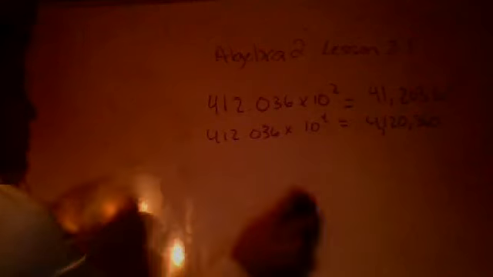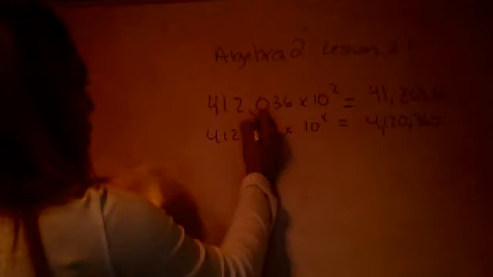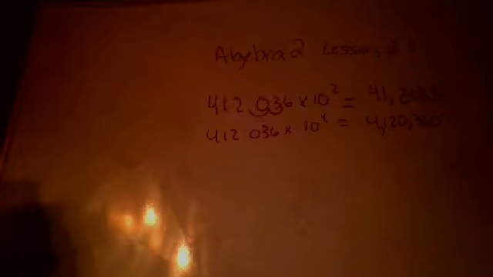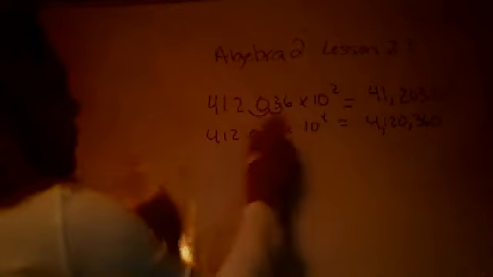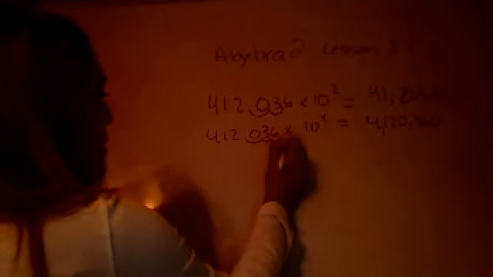So when we multiply by 100, we're making a number bigger. So when we're making a number bigger, we have to move the decimal to the right. Because you have 10 squared, that's 2. So you're going to move your decimal place 1, 2, and now it simply becomes 41,203.6. And here times 10 to the fourth, move it 4 times. 1, 2, 3. I don't have any more numbers. Well, then you fill in with 0, like you did here. So now you have 4,120,360.